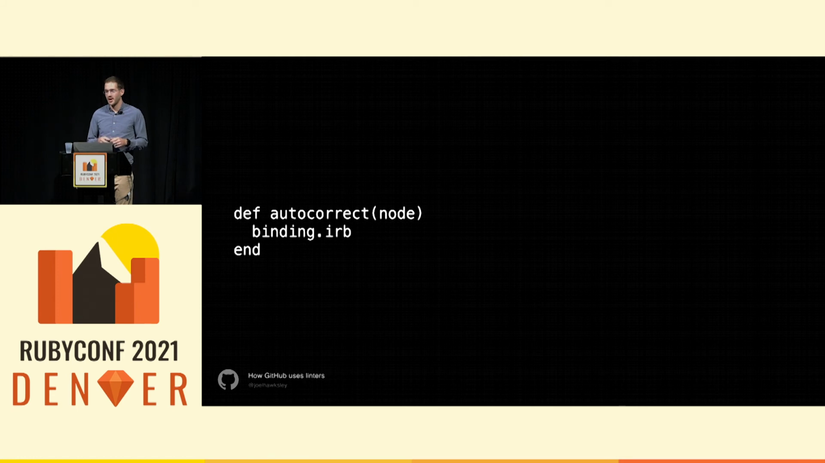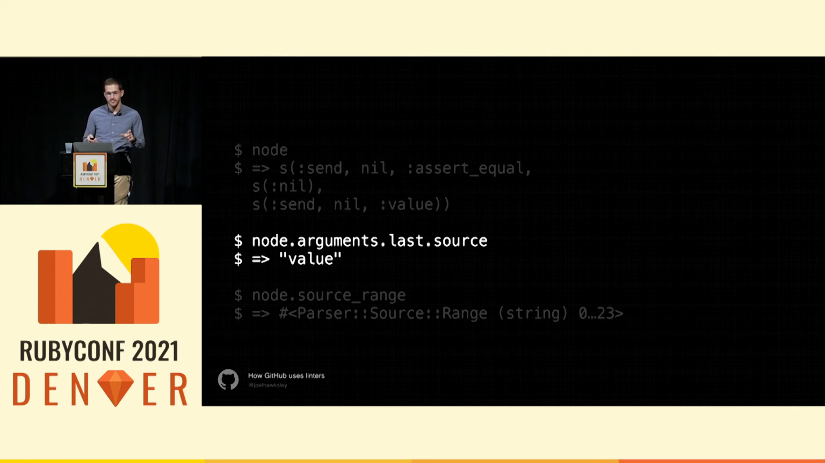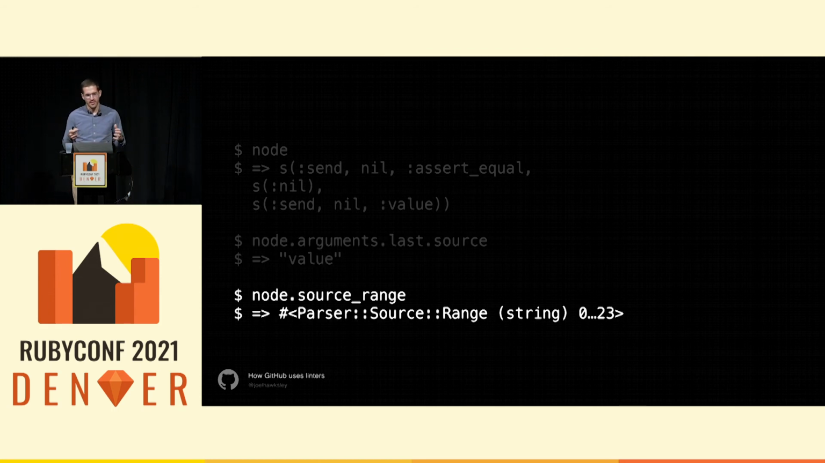So let's add a debugger to our autocorrect method and run a test case. Looking at the node, we can see that it's the AST of that line in question. If we inspect the arguments to that node, we can see that the last argument is value. If you were to inspect some more, you can see the other one was nil. And lastly, if we call node.source_range, we get a range object from parser, which happens to be the gem we were just looking at the source code of. Conveniently, this source range argument is the exact object we need to do a replacement in RuboCop.